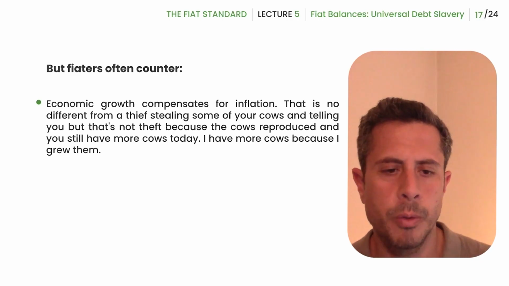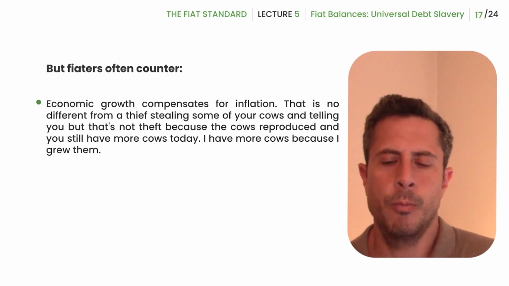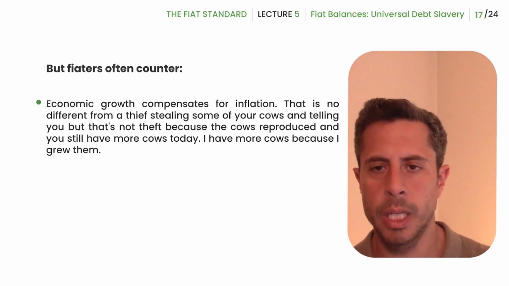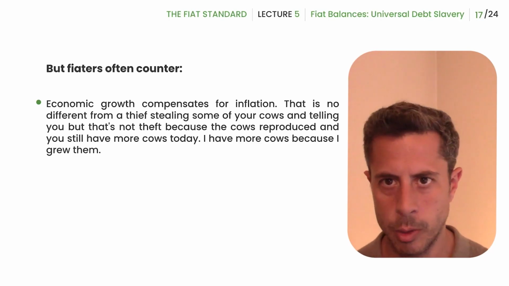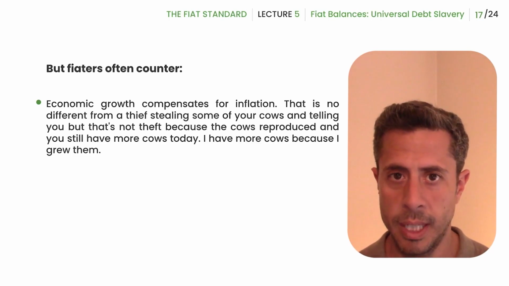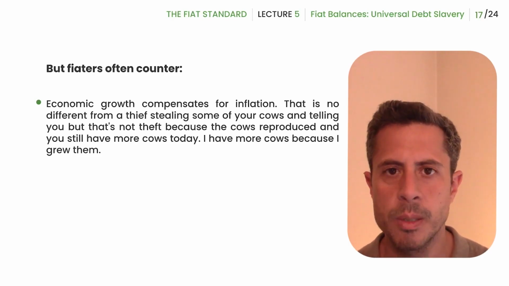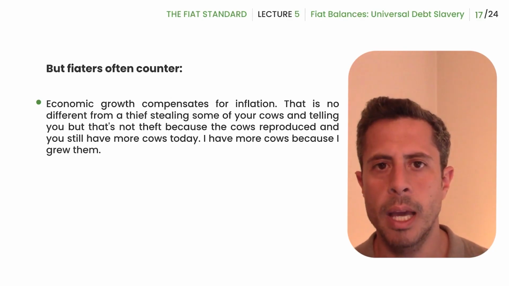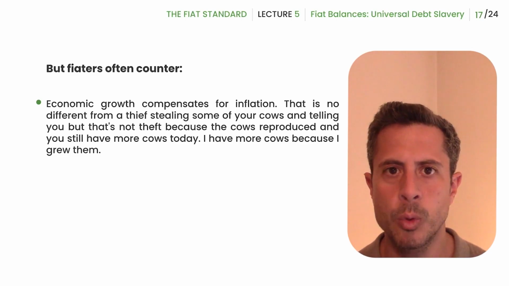But fiaters often respond to this by saying, well, economic growth compensates for inflation. Does that make sense? Well, no, it does not. First of all, the economic growth happens because people work. It doesn't happen because of inflation. The inflation is the parasite on the economic growth. It is not the cause of the economic growth, in the same way that if you have a tapeworm in your stomach, it's not what's causing you to grow. You're growing in spite of the tapeworm, not because of it. So the fact that you're growing even while you have a tapeworm is not an argument in favor of tapeworms.